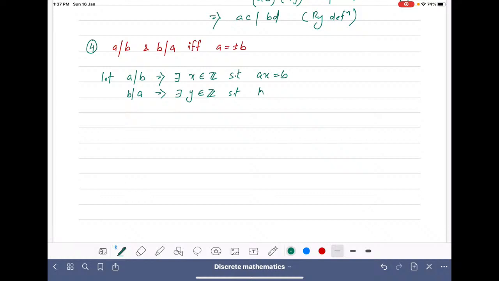by equal to a, and putting the value of b from above equation, we have axy equal to a, or by left cancellation, which holds in the set group of integers, we have xy is equal to 1.